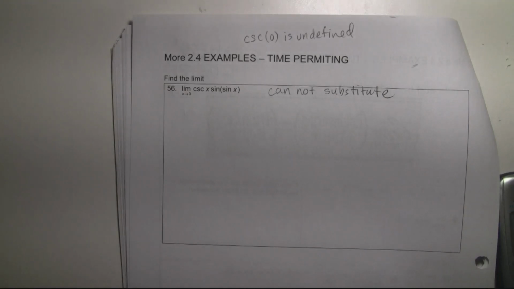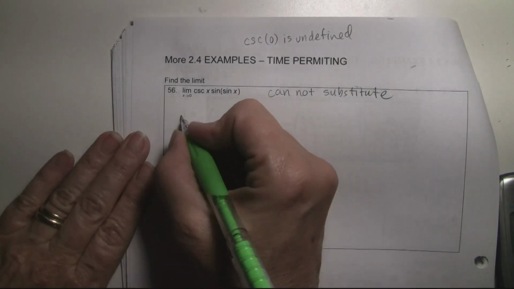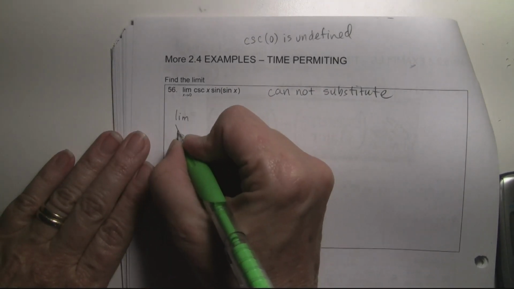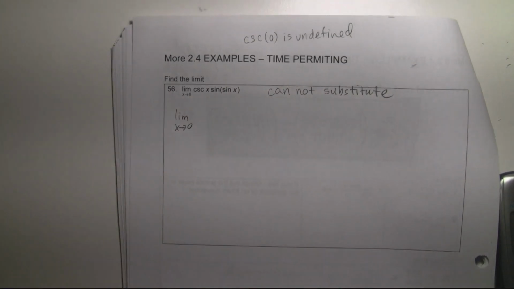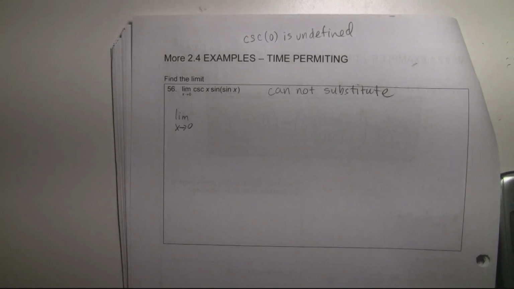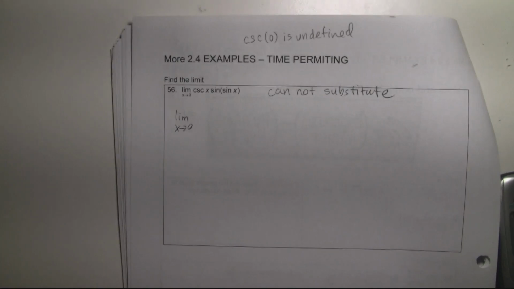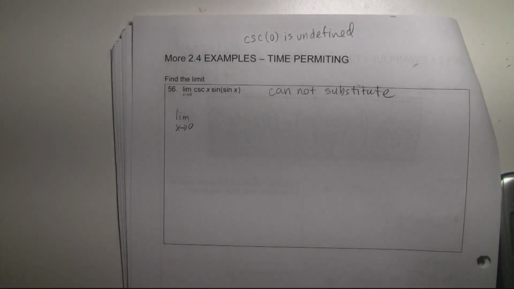So what I'm going to do is try to rewrite it so that I don't have something that's undefined, so that I can substitute, and then I'll see what I have. So I have the limit as x goes to 0. And we had a problem like this before, I think it was secant of pi over 2, and that's undefined. And what we did was we rewrote it using sine and cosine. So I'm going to do that here too.